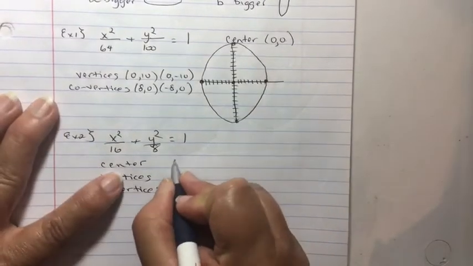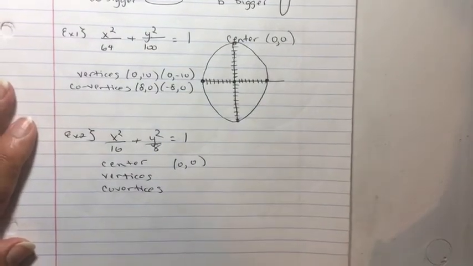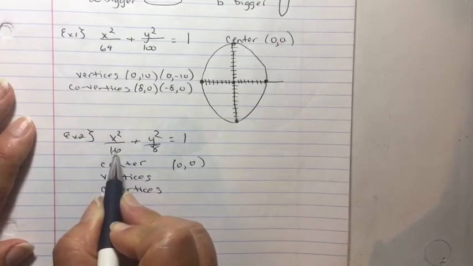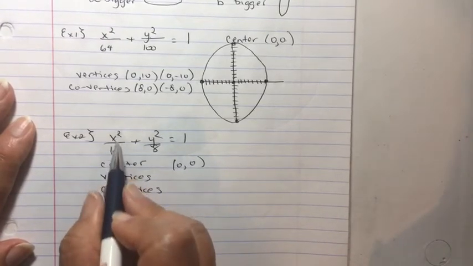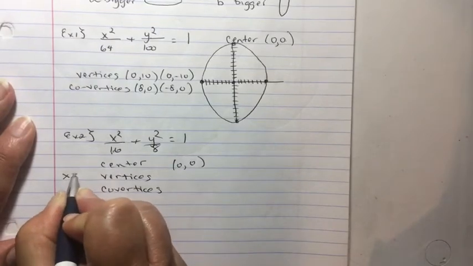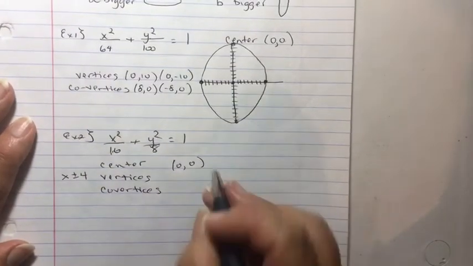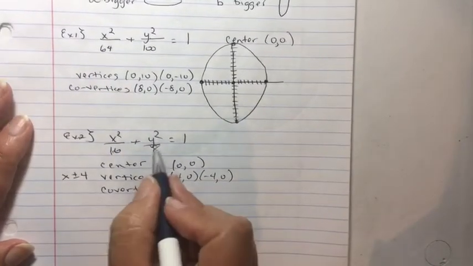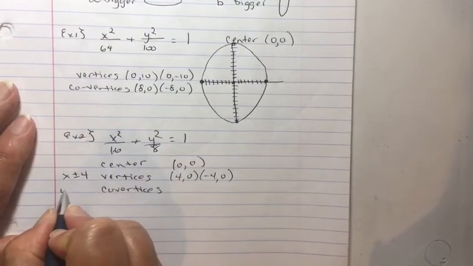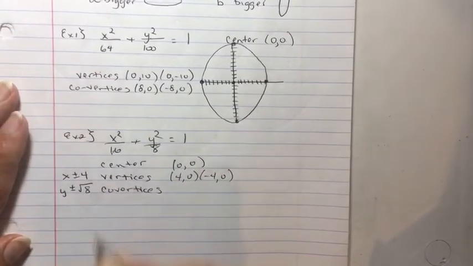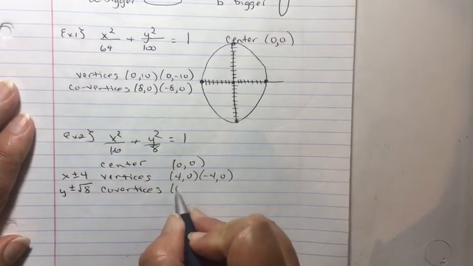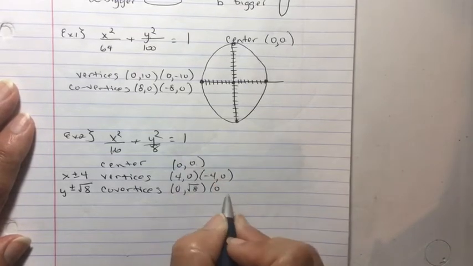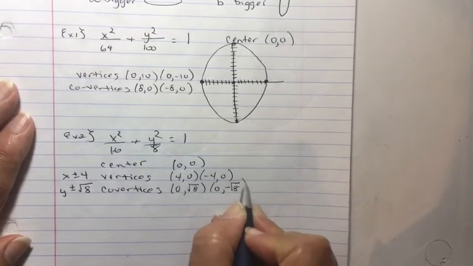The center was also at 0, 0, like example 1. This is the bigger one. So the square root of 16, which is 4, gets added to the x value. So to the x value, you're going to add and subtract 4, giving you 4, 0, and negative 4, 0. The shorter version goes with the y. You're going to add and subtract the square root of 8. So the x stays 0. This one, you add radical 8, and you subtract radical 8.